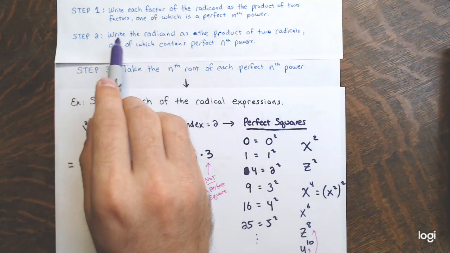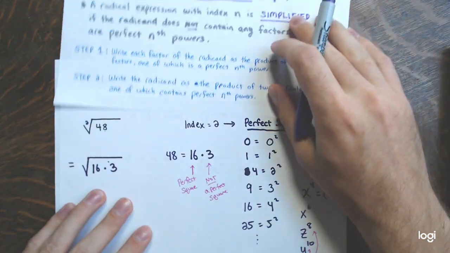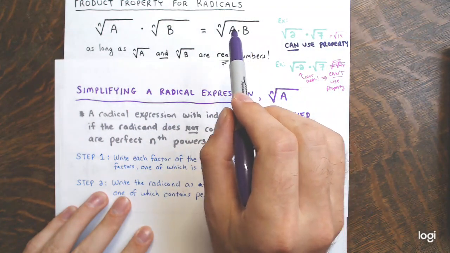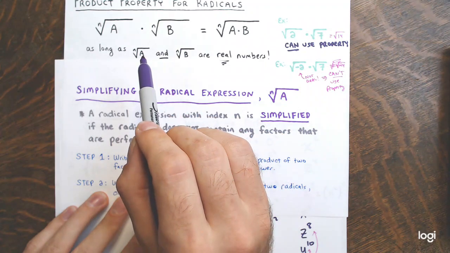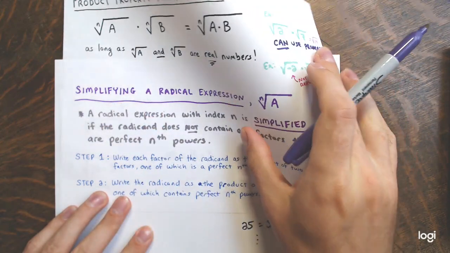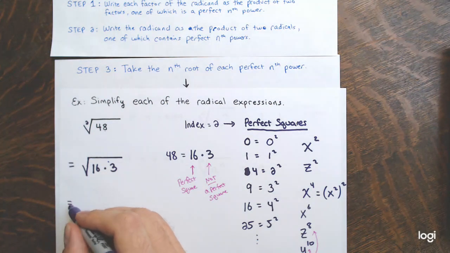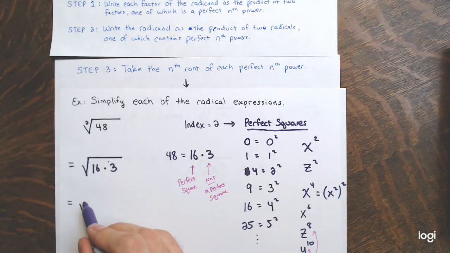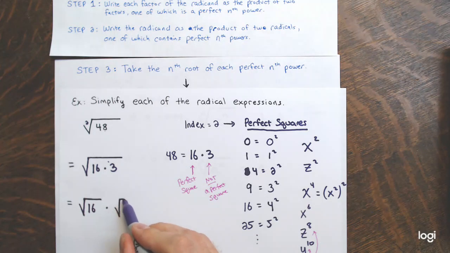And then step 2 is where I use the product property. So here I have the square root of 16 times 3. I can break it up to the square root of 16 times the square root of 3, and that's fine because 16 and 3 are both non-negative, so they're both real numbers. You have the square roots of non-negatives, which are real. So using that product property, the square root of 16 times 3 is equal to the square root of 16 times the square root of 3.